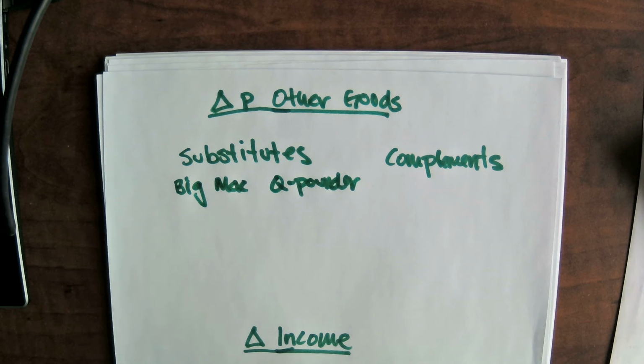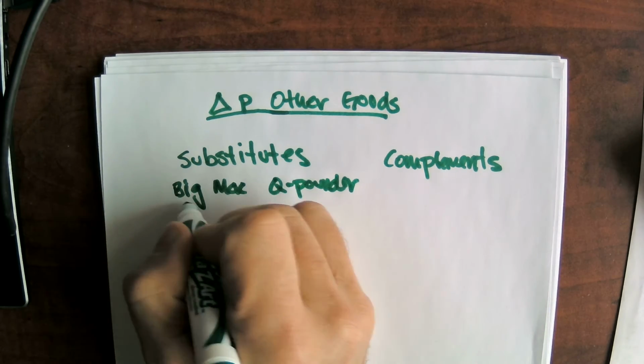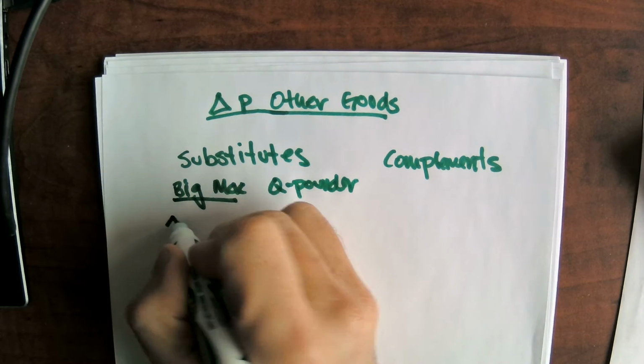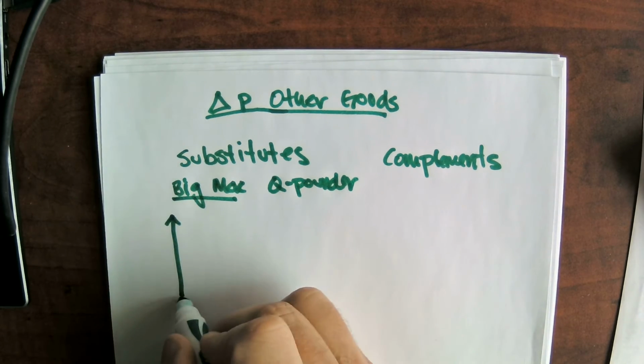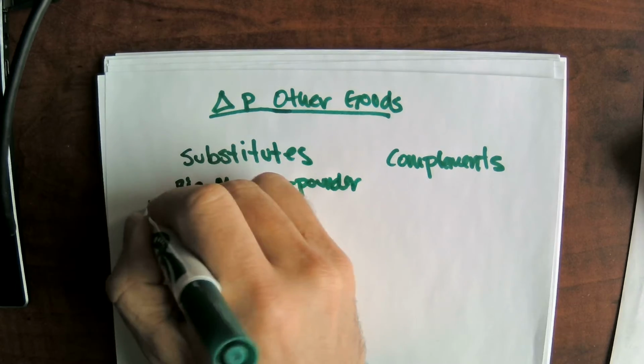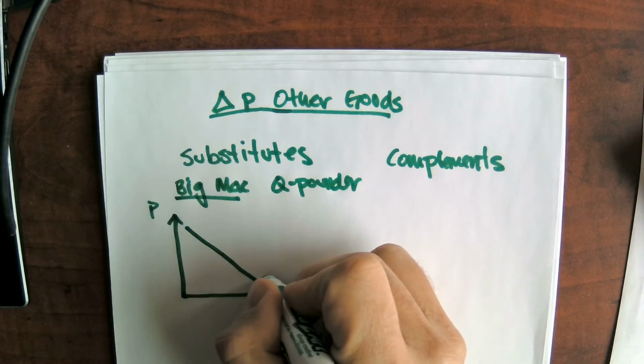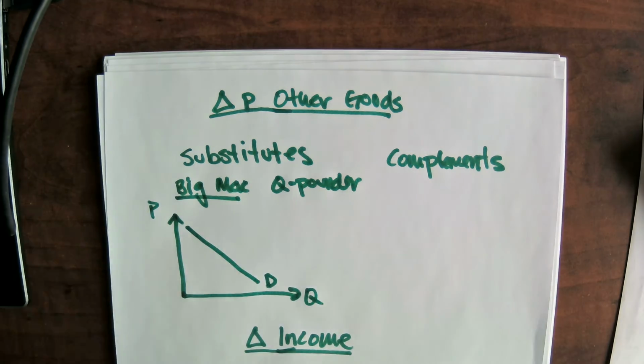So you can have substitution between goods within your company, or there may also be goods external to your company that are acting as substitutes. It doesn't really matter whether the good is internal or external. Let's take a look at the market for Big Macs. We're going to draw the demand for the market for Big Macs, just real simple, price and quantity, with a simple linear, downward sloping demand function.